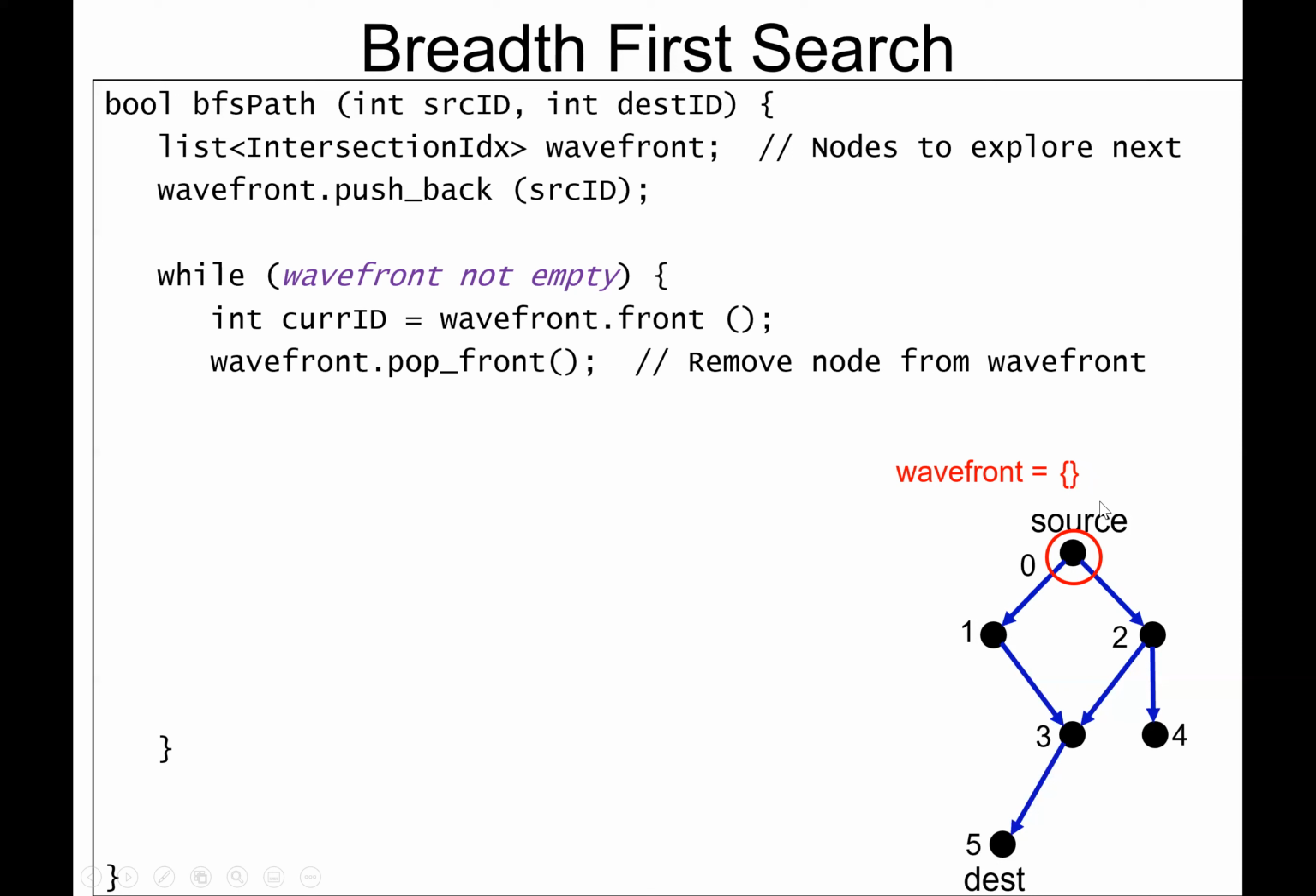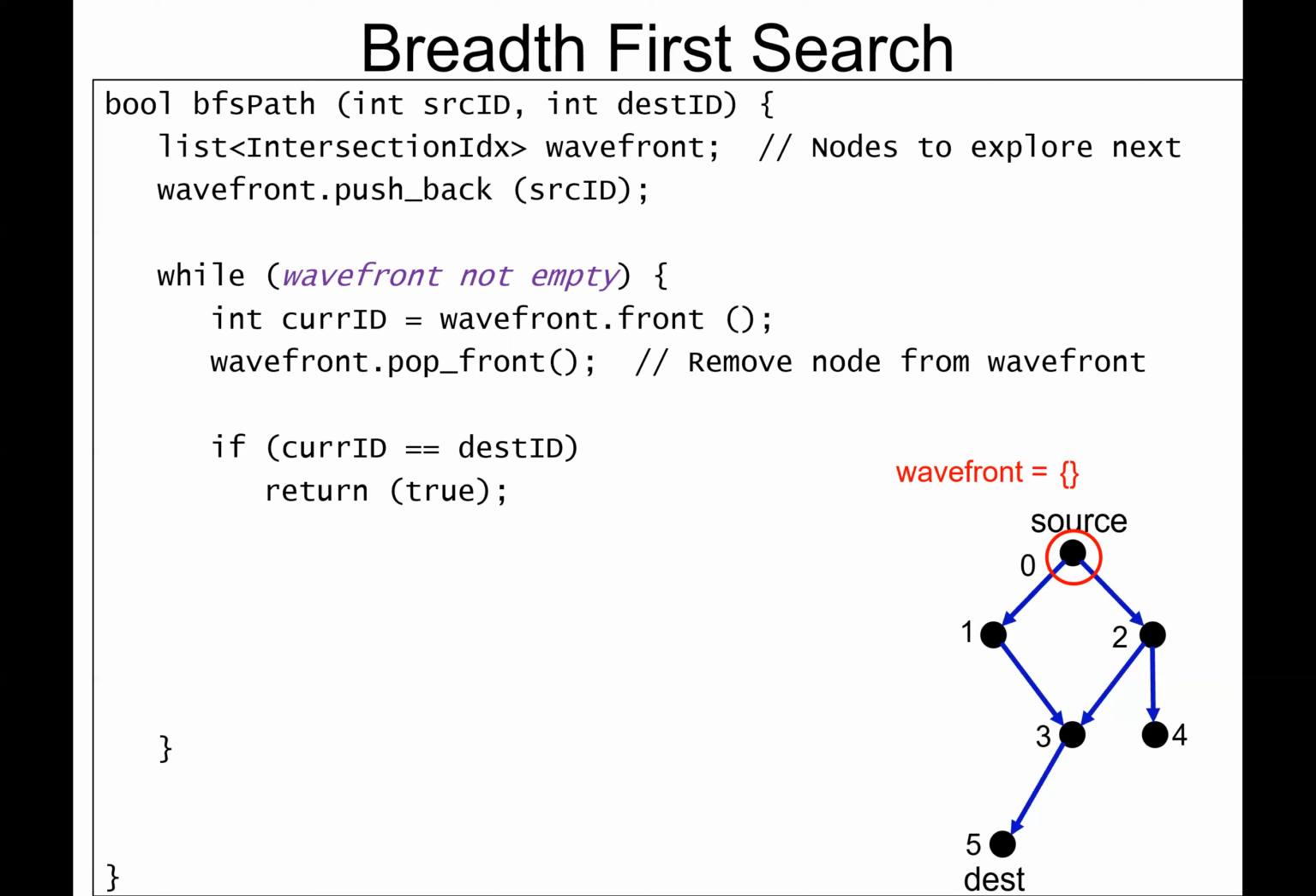Okay, so my wavefront's now empty, and my current ID is zero, the source. And in C++, we also have to do this pop front to get rid of that. So taking things out of a list in C++, we say dot front to get the value and dot pop to get rid of it. So I do both those things. Okay, I check, am I at the destination? If I'm at the destination, I just return true.